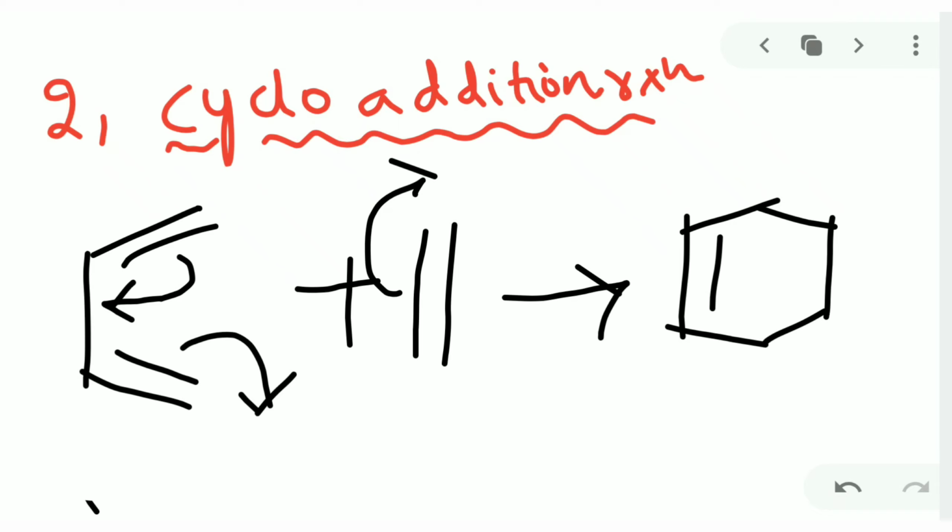And next we see, this is a 4 pi system and this is a 2 pi system. The 4 pi and 2 pi system will convert into cyclohexene. This is one example of the cycloaddition reaction: a 2 pi system and a 4 pi system, and it will be a cyclic adduct.